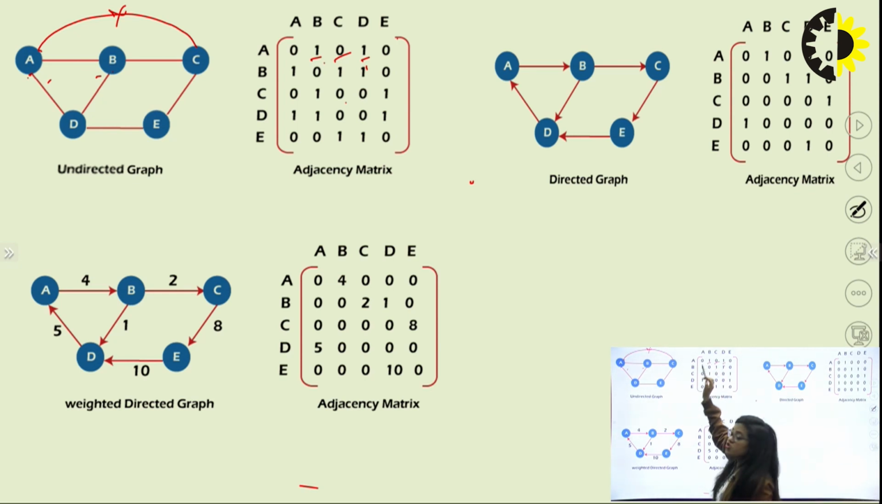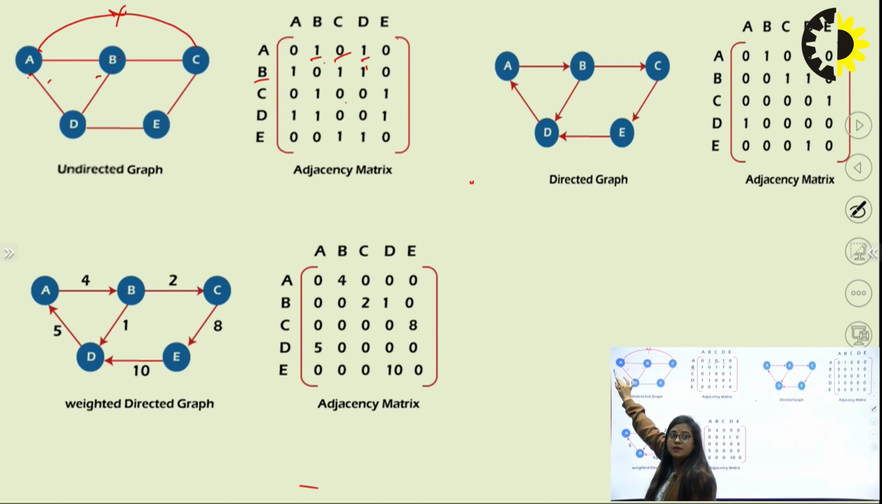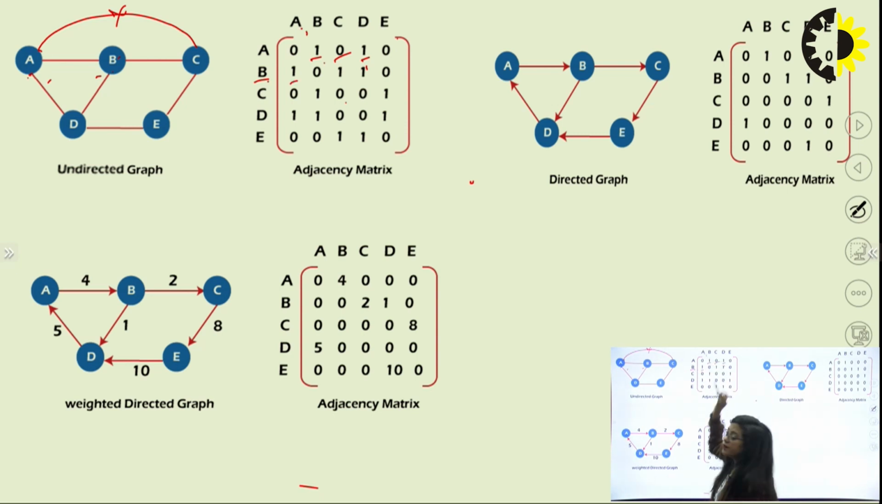So check each node by all nodes, whether it can be reached directly or not. So this is the first line. Now check B. Check whether each node can be easily moved to or not. B can easily move to A, yes. So B to A is 1.